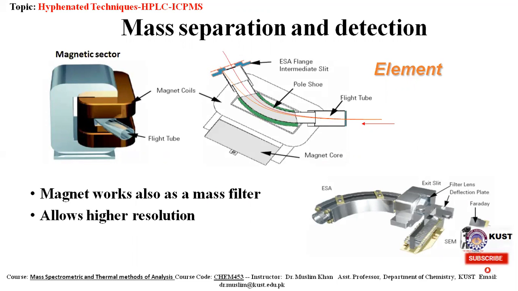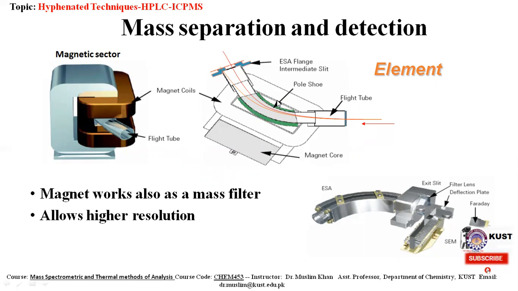Mass separation is also done in a magnetic sector mass analyzer. Not only quadrupole is used, but also a magnetic sector mass analyzer. So the magnet works also as a mass filter and allows high resolution. We have already discussed this magnetic sector mass analyzer in detail in mass spectrometry, so we won't go into the details of the principle of the magnetic sector mass analyzer.